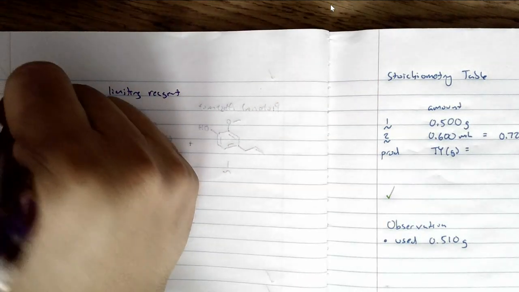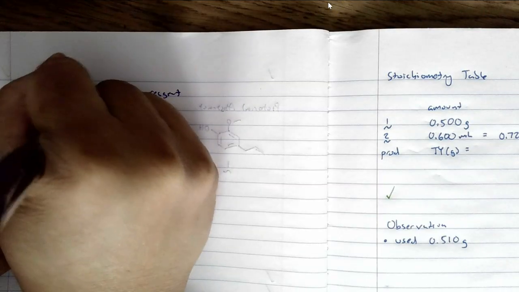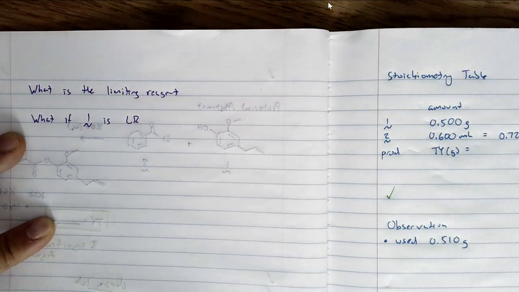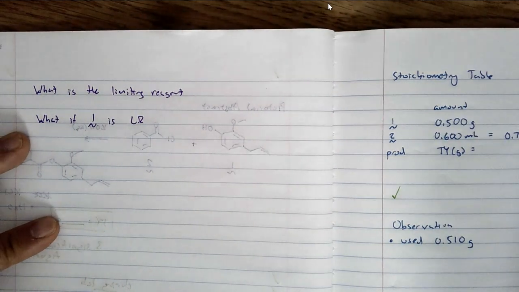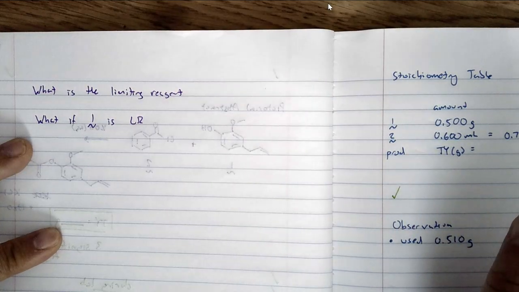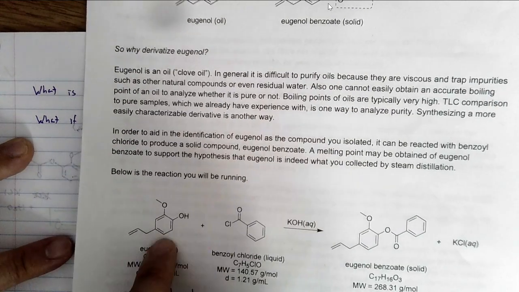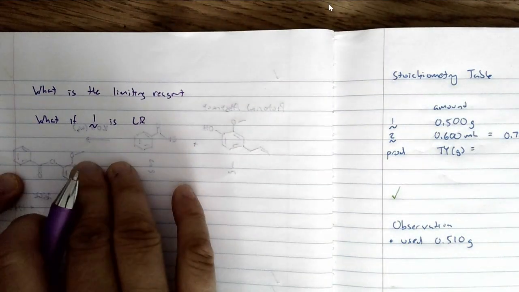And so my first question is, what if 1 is the LR? Okay, this is how I want you to do it. You might know some shortcuts, but the problem is when we get to more complicated reactions where we don't have a 1-to-1 ratio, then people get a little bit confused if they're not doing it systematically like I'm showing you.